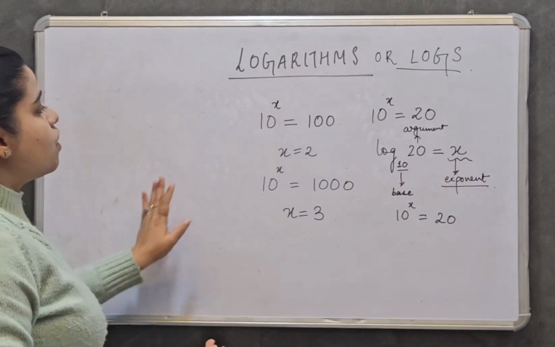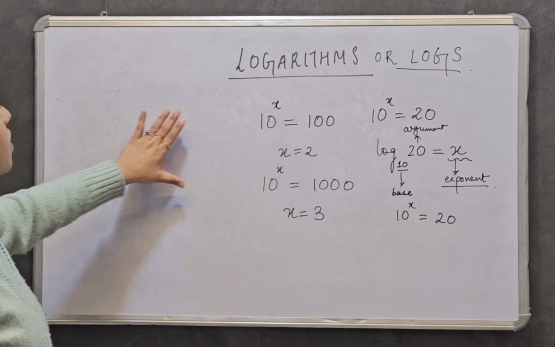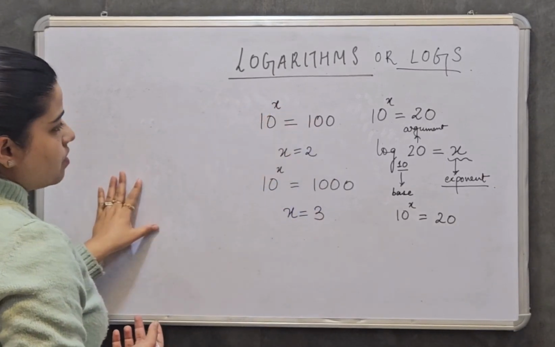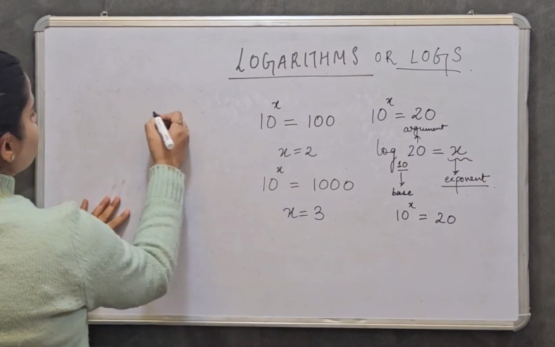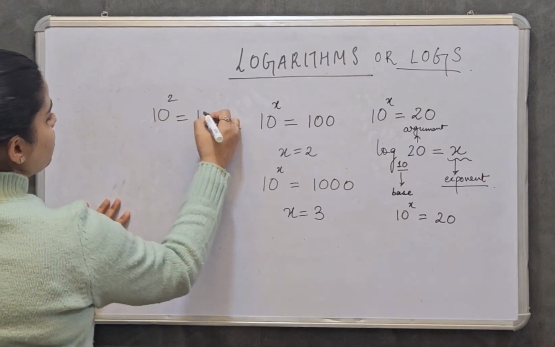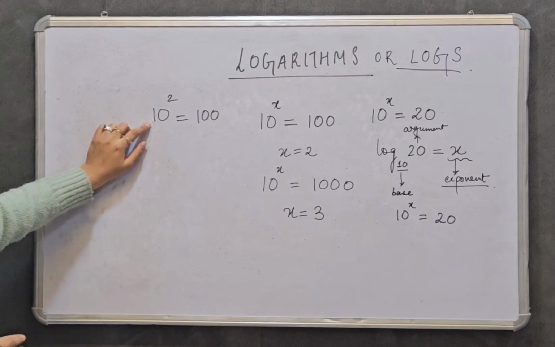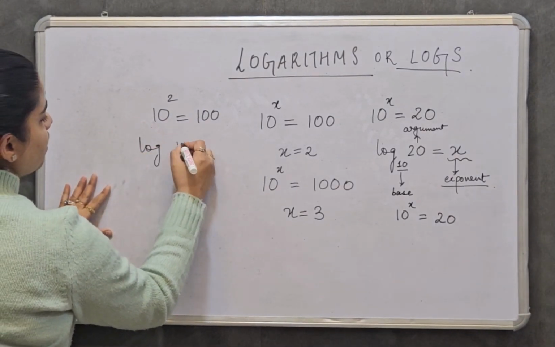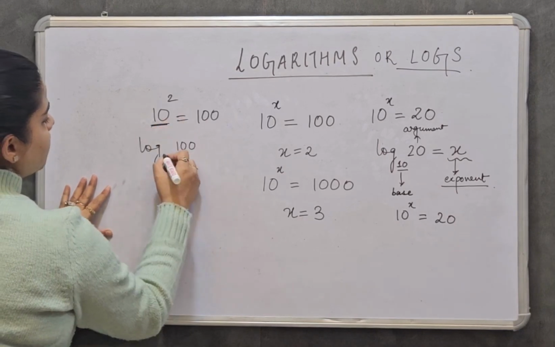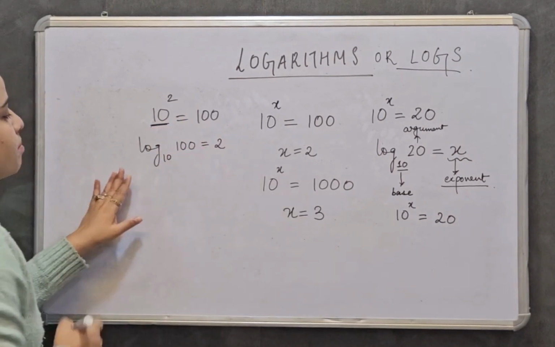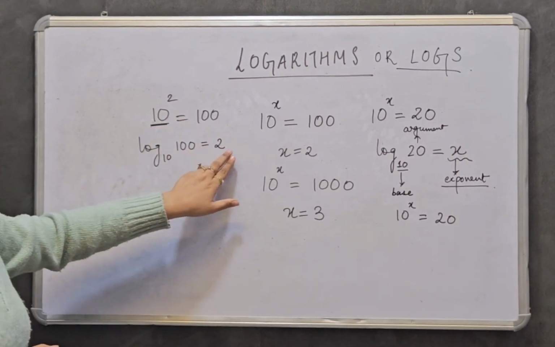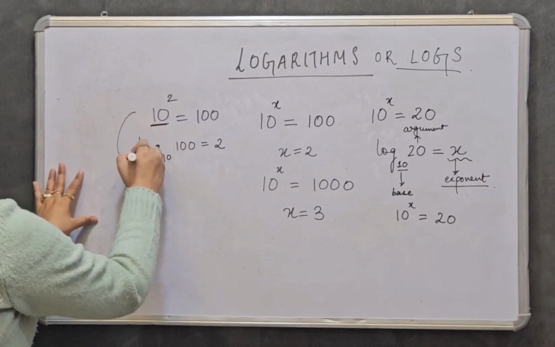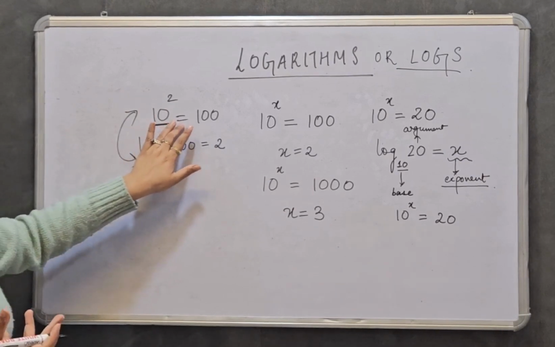Now let's write these equations in the logarithmic form. We have 10 raised to the power x is equal to 100. We know that this is 10 squared equals 100. If we had to write this in logarithmic form, it will be log of 100 to the base 10 is equal to 2. It simply means that when 10 is raised to the power of 2, you'll get 100. So it is just a rearrangement of the exponent form.